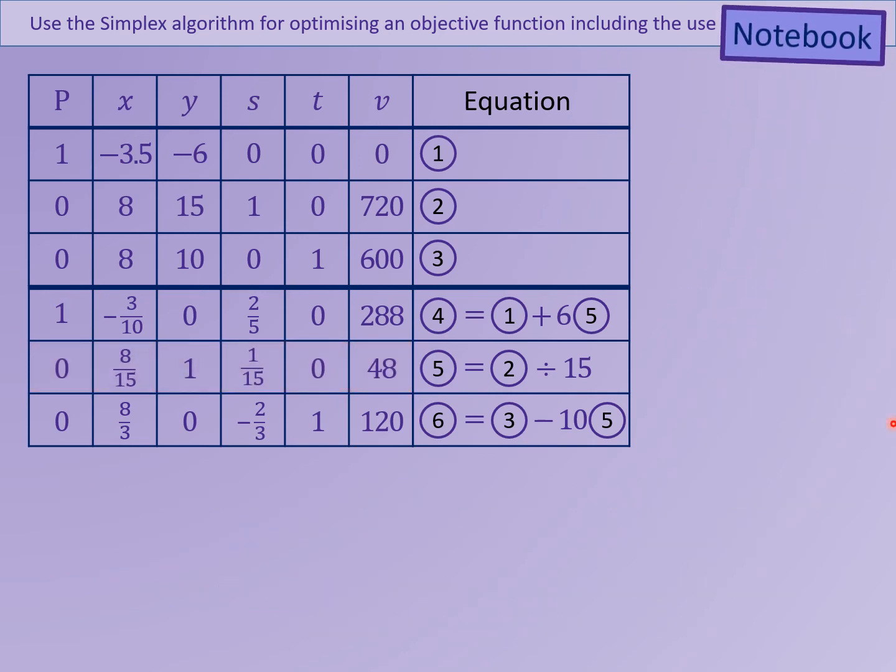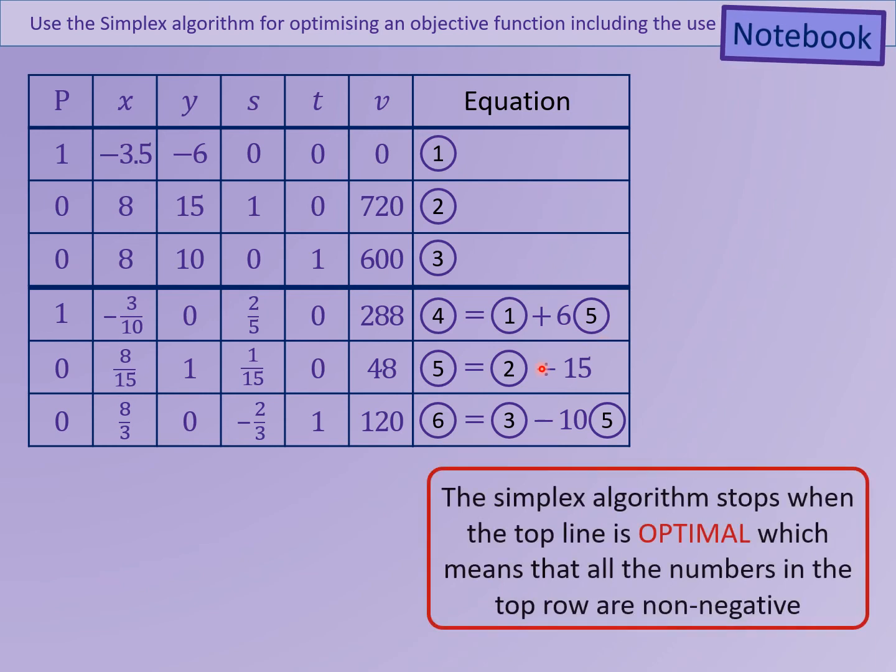Have I finished yet? No. The reason why we haven't finished is that new top line, our pivot column, is still not optimal. It's only optimal when we have no negatives in it. Notice this negative value here is stopping it being optimal, so I've got to go again. Same idea, same algorithm, just got to follow it through. Be careful with your fractions.